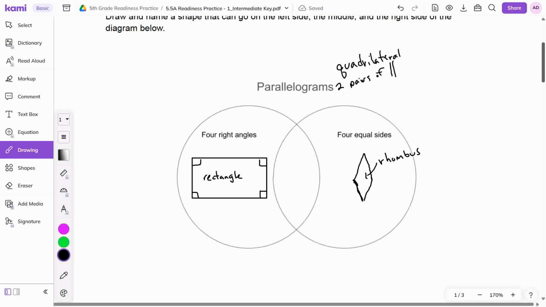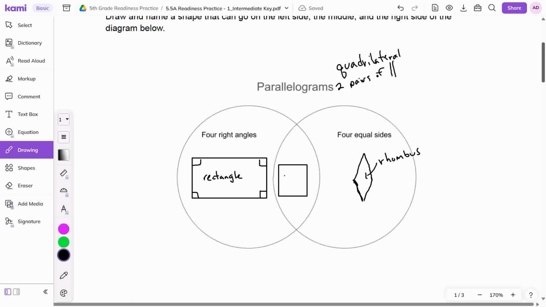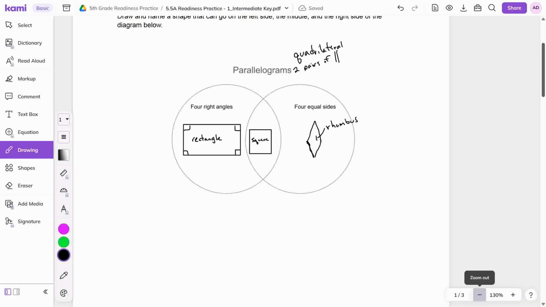So then what could I draw that has four right angles and four equal sides? Well, you probably have already thought of it. See if I can get it to look exactly right. That is going to be my square. It's got four right angles. It's got four equal sides. It's like a rhombus and a rectangle put together. That's going to be a parallelogram with four right angles and four equal sides.